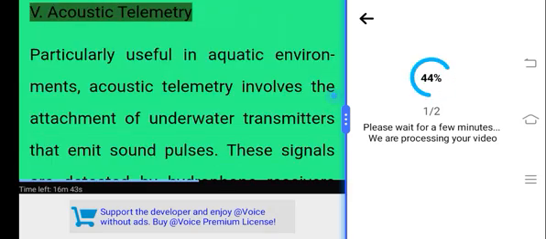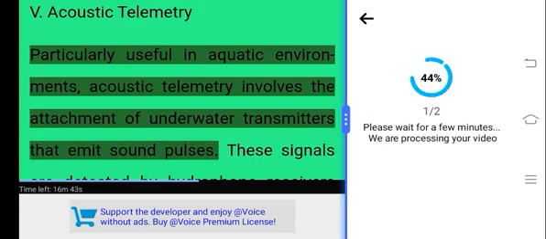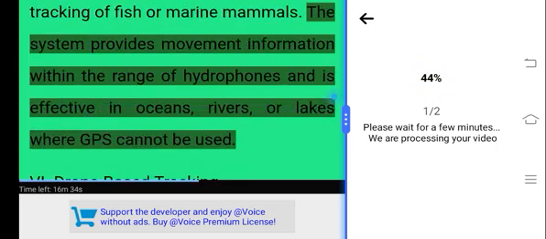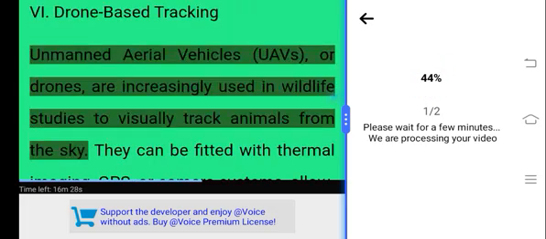5. Acoustic telemetry. Particularly useful in aquatic environments, acoustic telemetry involves the attachment of underwater transmitters that emit sound pulses. These signals are detected by hydrophone receivers placed at strategic locations, enabling tracking of fish or marine mammals. The system provides movement information within the range of hydrophones and is effective in oceans, rivers, or lakes where GPS cannot be used.